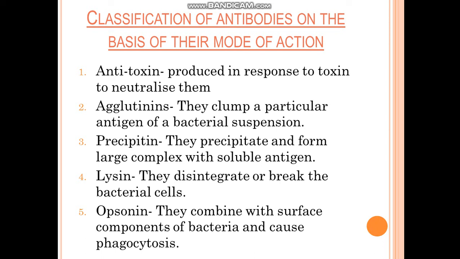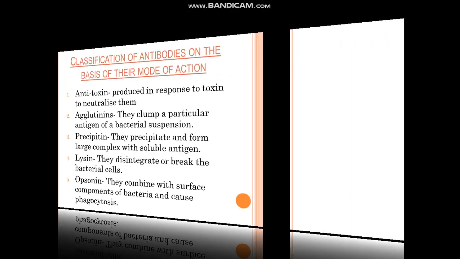Opsonin combines with the surface components. They go and join the surface component and slowly and steadily engulf the whole bacteria inside it and digest it by the process of phagocytosis. So these 5 fundamental modes of action of antibodies you should remember, because all these things I have told you are coming in the examination and are all important as far as the examination is concerned.